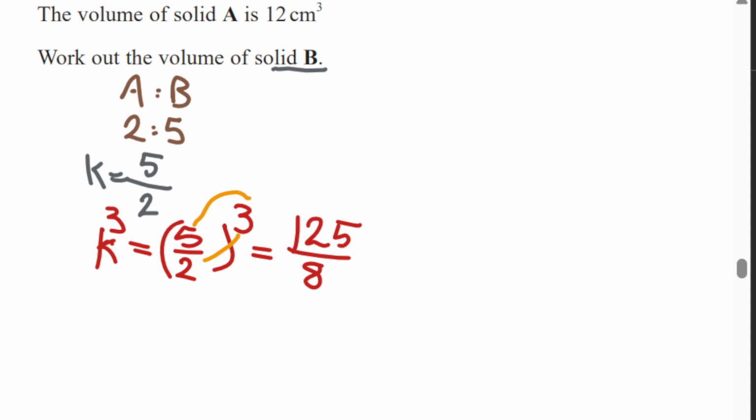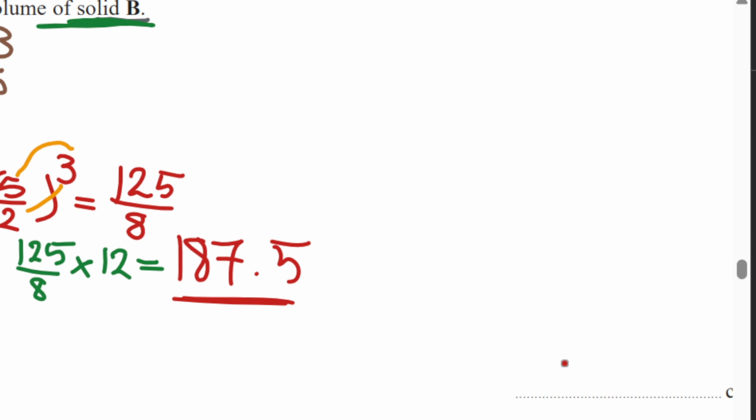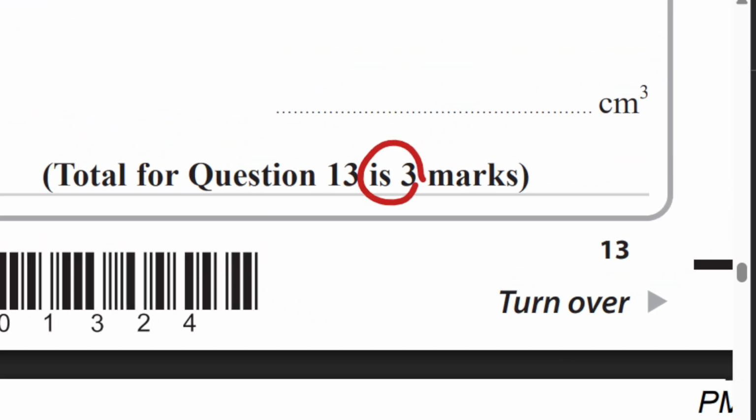Now, to find the volume of B, we know the volume of B is going to be bigger than the volume of A. So it's just 125 over 8, the scale factor, times the volume of A, which is 12. Plug this multiplication in your calculator, and it gives you 187.5, and that's your 3 marks. It's centimeters cubed, but you don't need to write it because it's always written. So this is 3 marks.